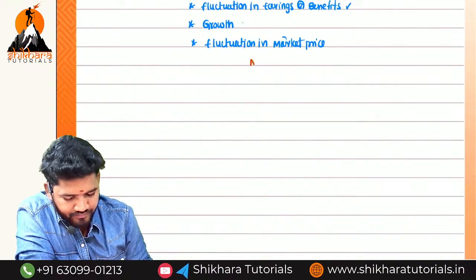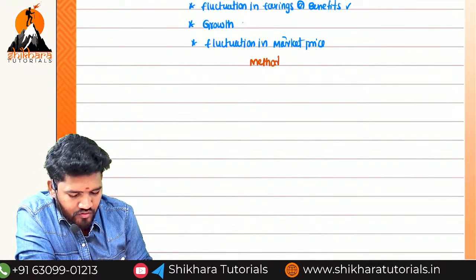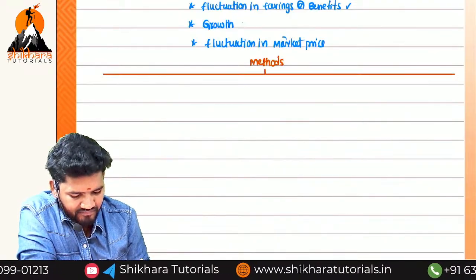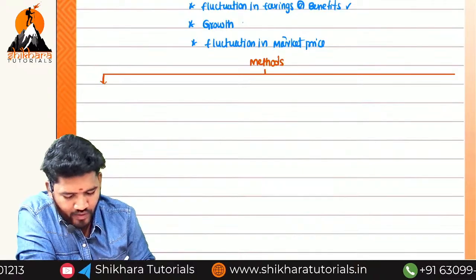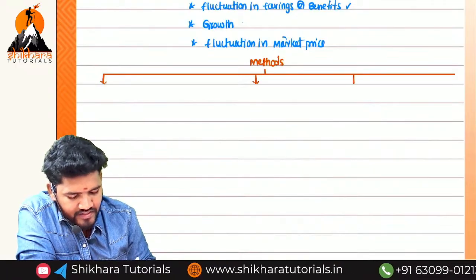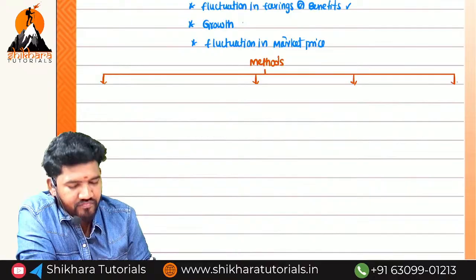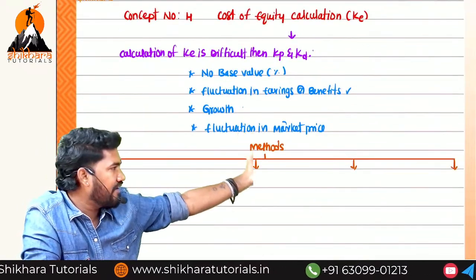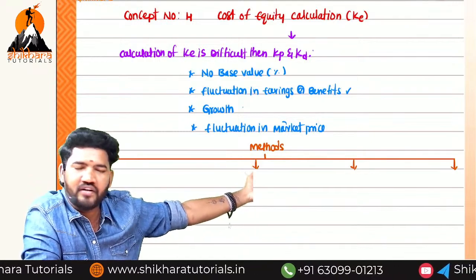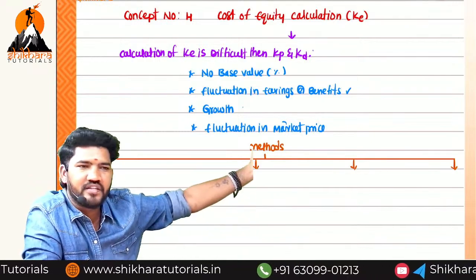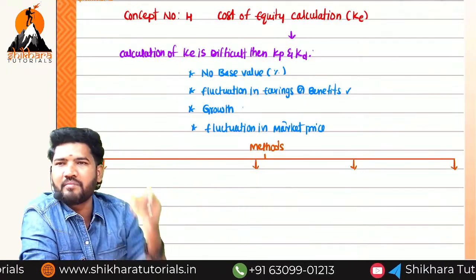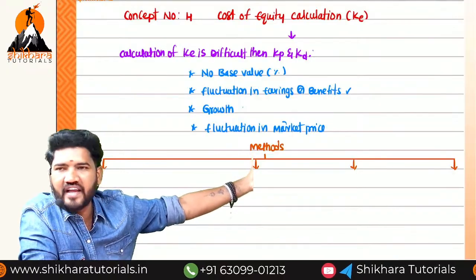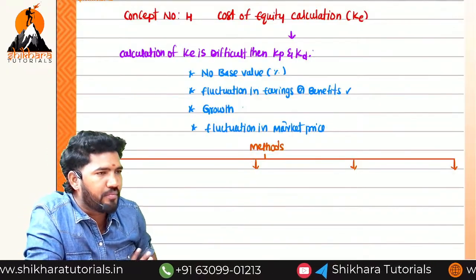See carefully. Sir, why are this many methods not there in KP and KD? That is only the theory I explained. They're easy. They have a base value. There is no fluctuation in numerator, no fluctuation in denominator, and no growth concept. That's why that many methods are not there. But KE is difficult to calculate for these reasons. That's why they provided 4 approaches.